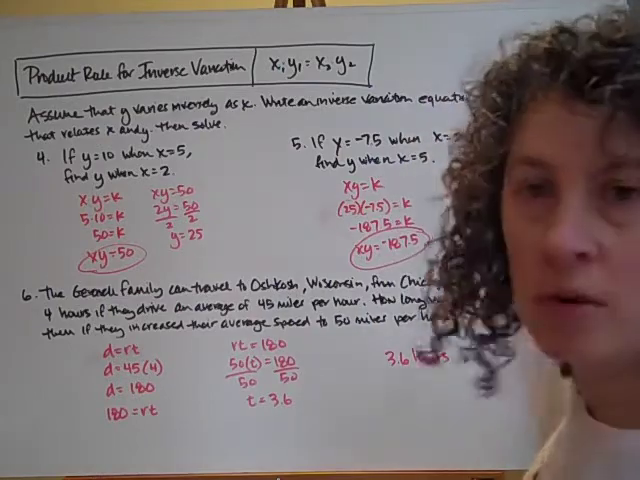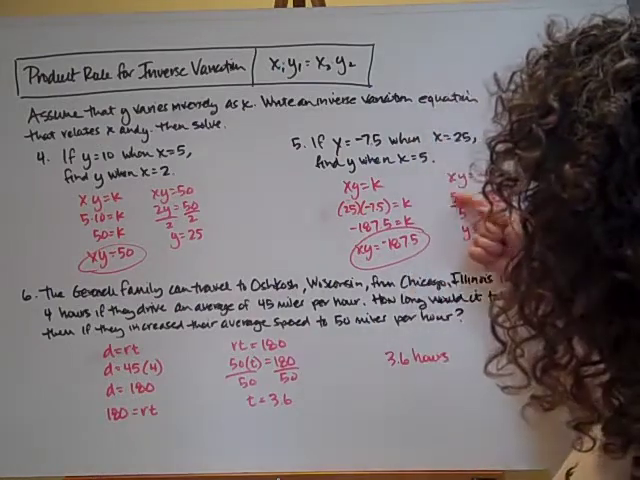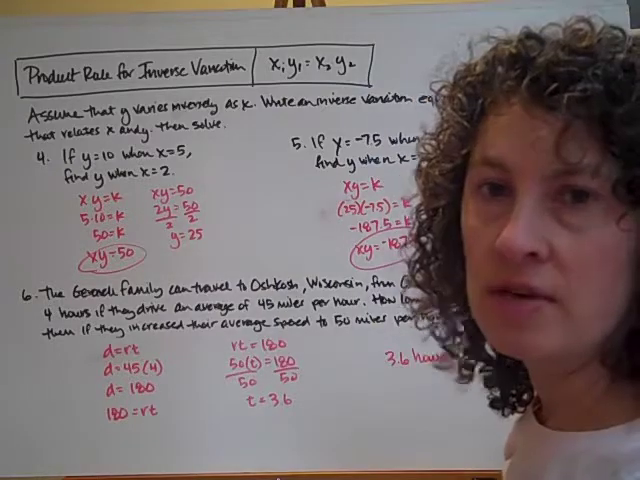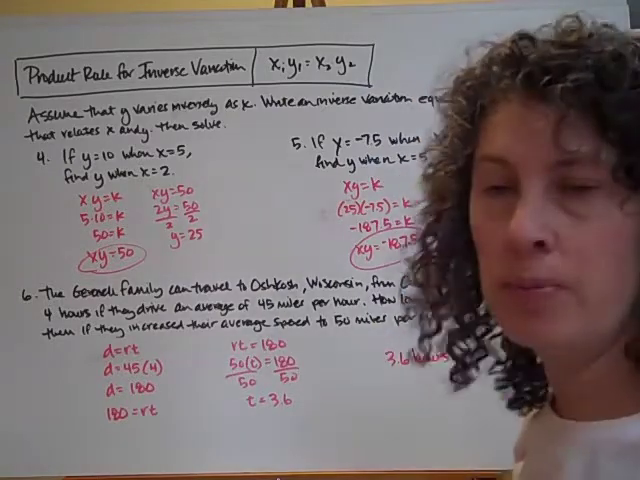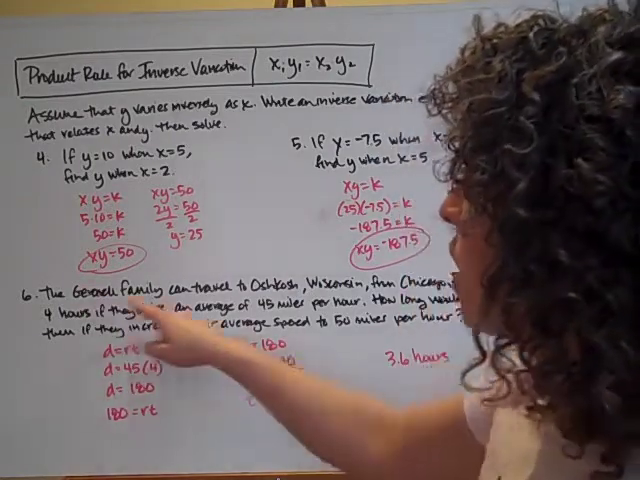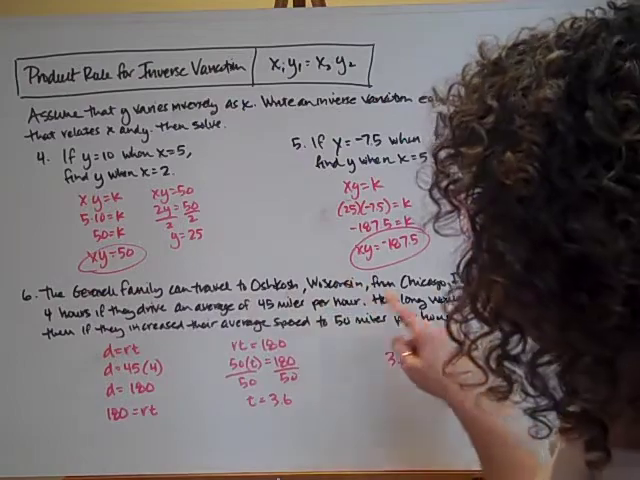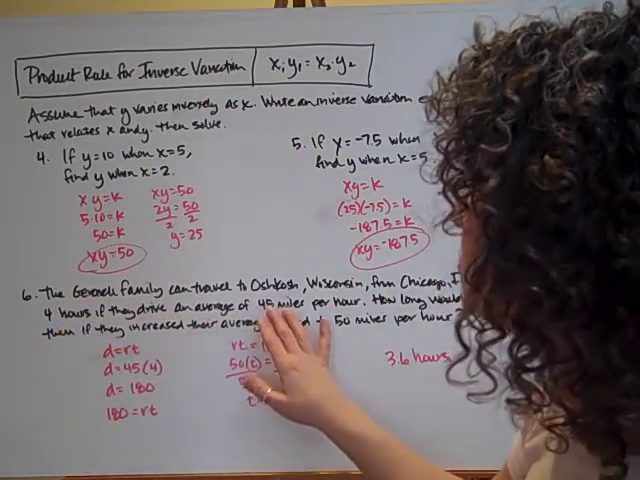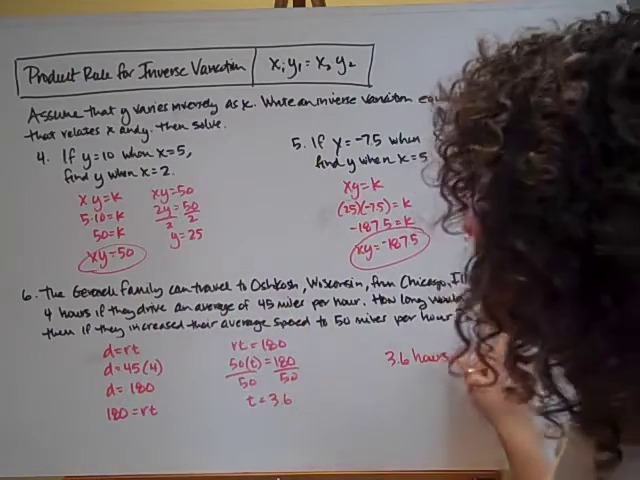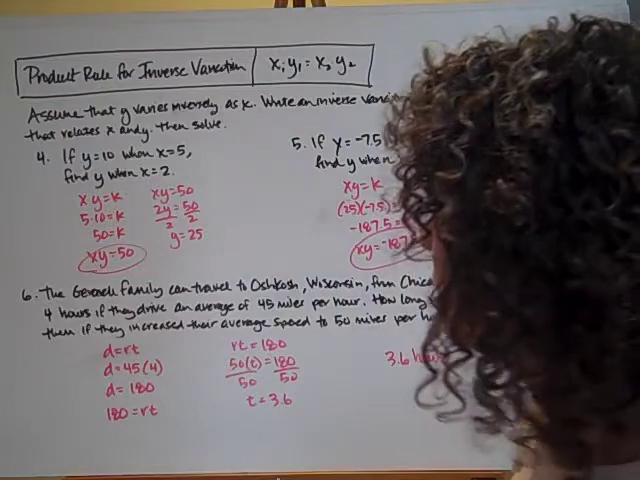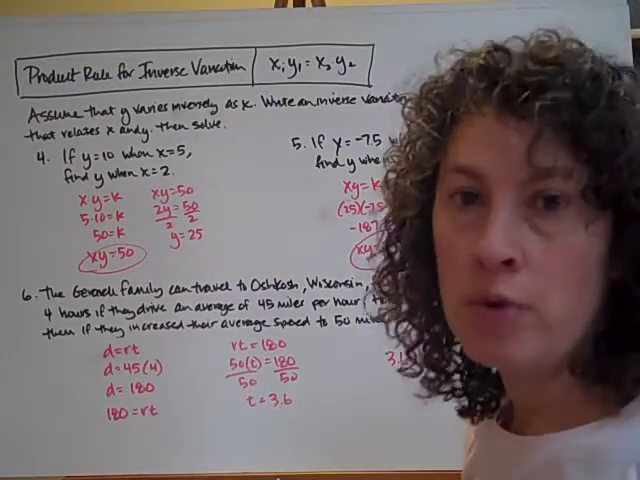Now I'm going to use that equation to find my missing value. I'm going to plug 5 in for x, and then solve for y, and I get y equals negative 37.5. So there's my second part of that question. And the last question we'll work with for now. The Girardi family can travel to Oshkosh, Wisconsin from Chicago, Illinois in 4 hours if they drive an average of 45 miles per hour. How long would it take them if they increase their average speed to 50 miles per hour? So we can work here with our distance, rate, time formula.